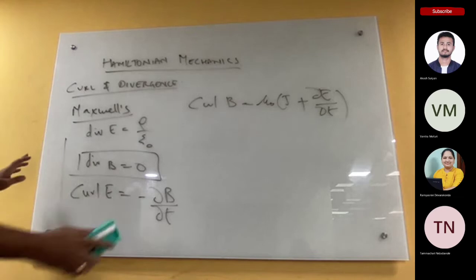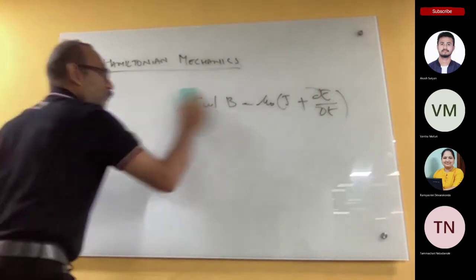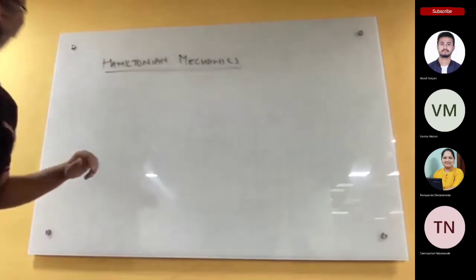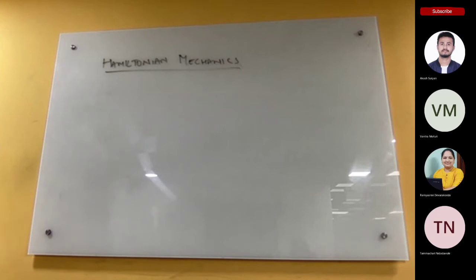All right, so you guys have a basic understanding of curl and divergence now? Okay, good. I'm just moving on a little fast, so guys, tell me if you want me to slow down, and I will. So, Hamiltonian mechanics: you need to understand two equations and we will get into them.